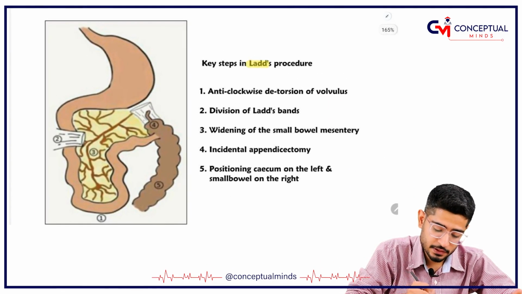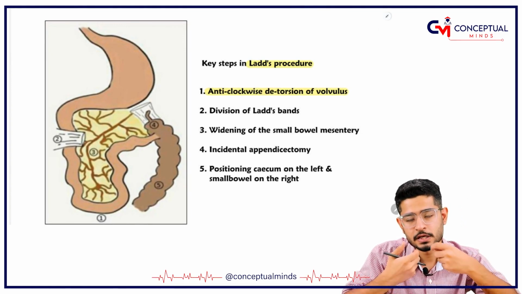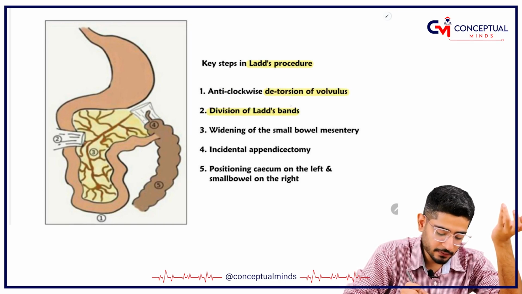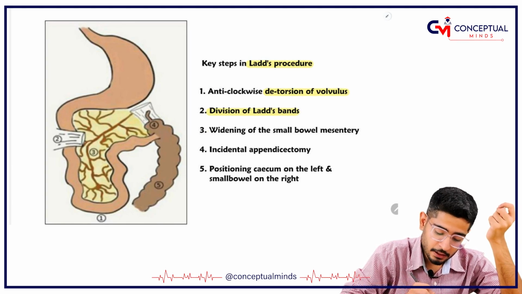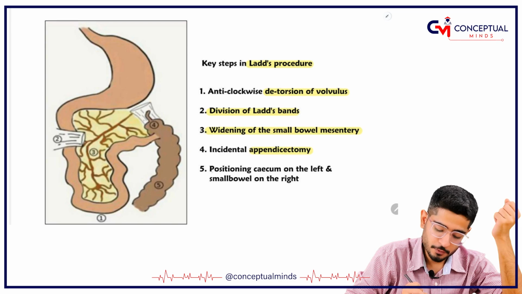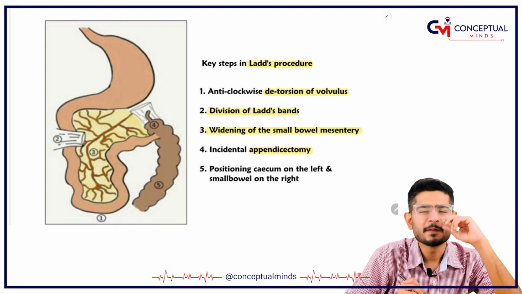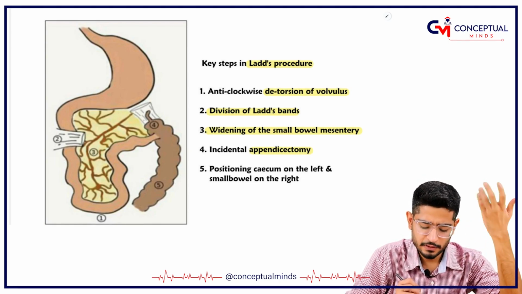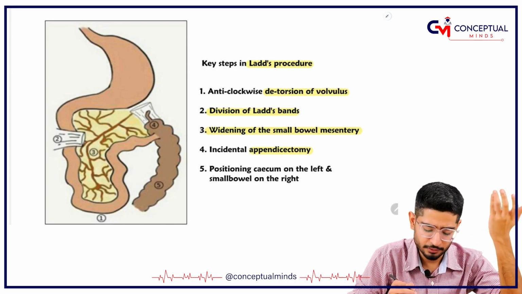So Ladd's procedure: first of all, anti-clockwise detorsion of the volvulus. Detorsion of the volvulus is important. Then division of Ladd's band, which means cutting the mesentery, and then widening of the mesentery. Then we also do an incidental appendectomy. Incidental, as in sometimes we see that the appendix is inflamed and not proper, and in that case we remove it. Otherwise also, the appendix is a vestigial organ, so we have a habit to remove it.